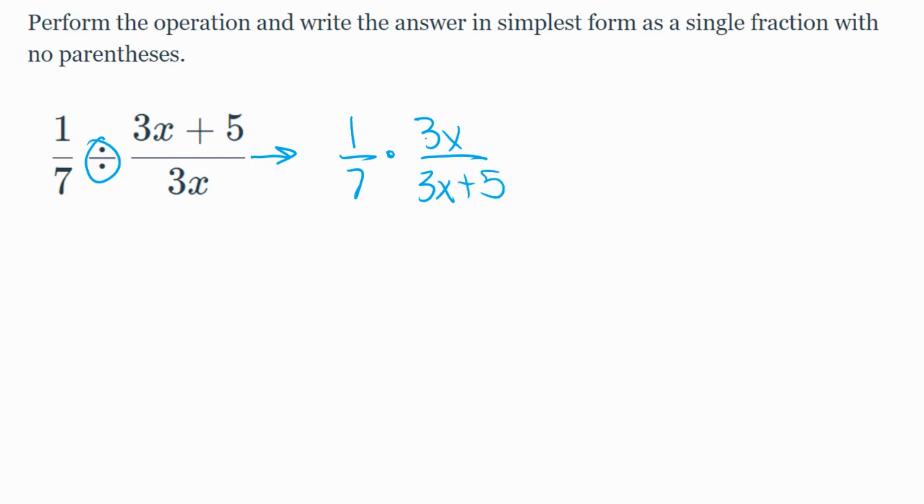You can cross out those 3 x's. They're the same top and bottom. Well, there's a 5 over here, so the plus 5 means that you cannot do that. They are separated by a plus sign. And so what we're looking for is to go ahead and multiply straight across here.